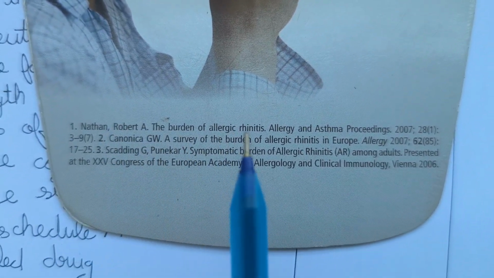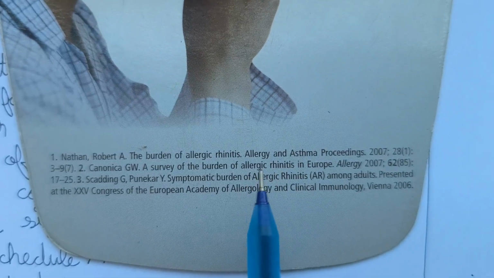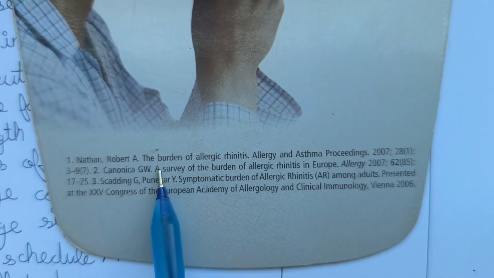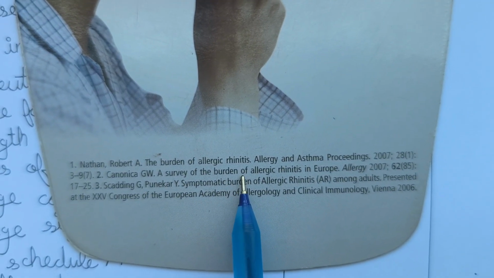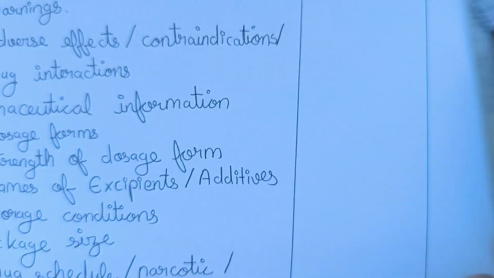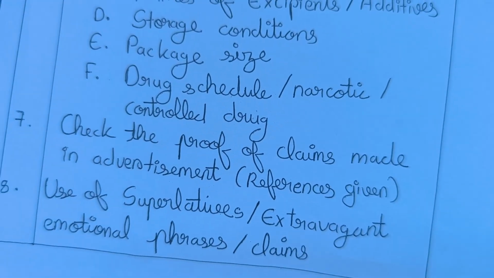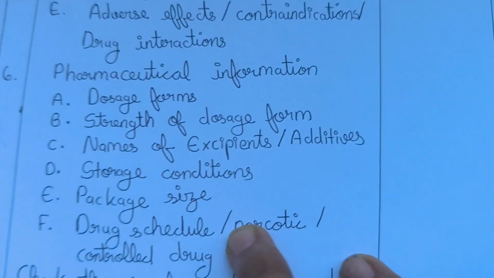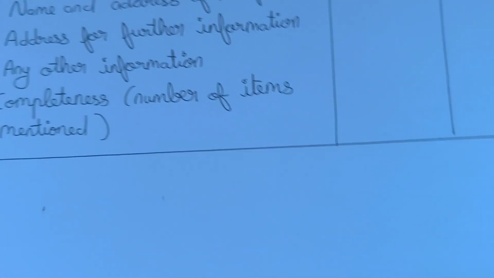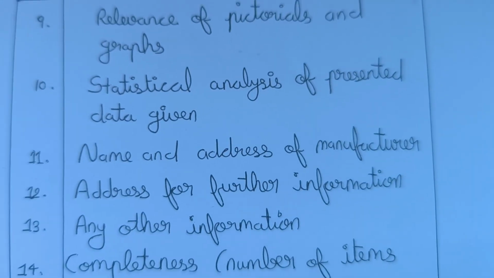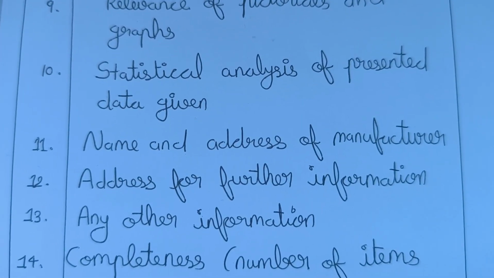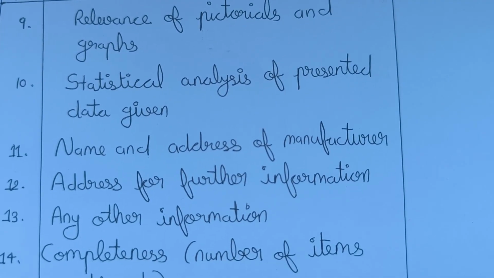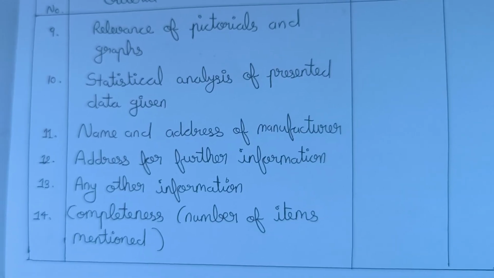Nathan Robert A., Burden of Allergic Reaction. This is the full reference, like the survey from which this reference is taken is well mentioned here. Then use of superlatives, extravagant emotional phrases. These are not mentioned. Generally, it is mentioned like the best drug for retinitis or best to use, most effective, but here it is not mentioned. So it is a good thing that superlatives are not mentioned here.